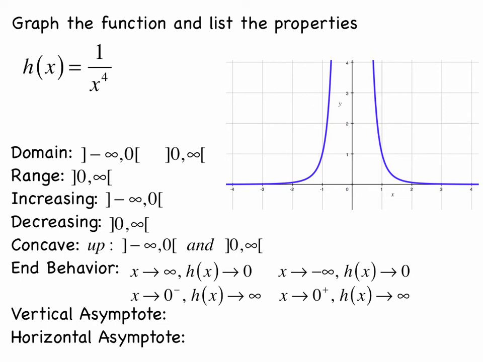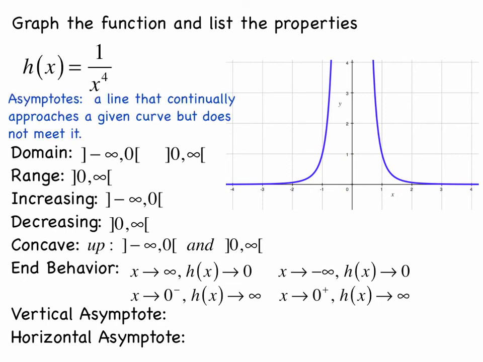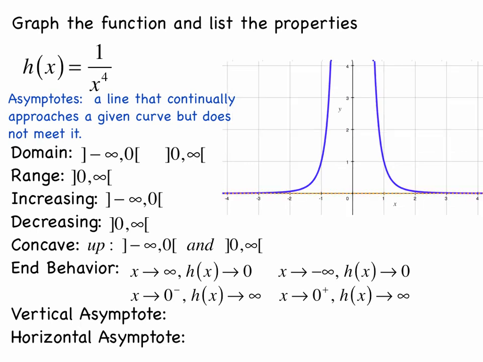Okay, new vocab, the asymptotes. Here's the definition of asymptote. It's a line that continuously approaches a given curve but does not meet it. I like to think of an asymptote as an invisible force field. The graph will never be able to cross it. So there's two. If you look at the graph, the first one's right here.